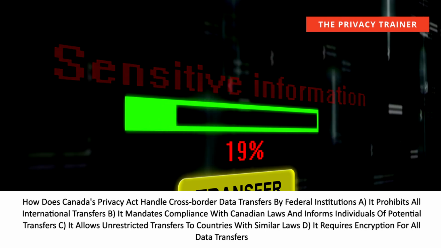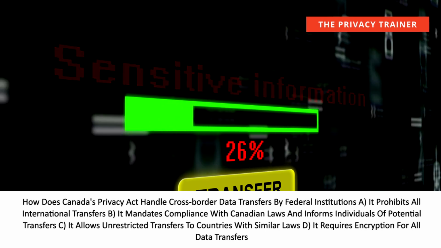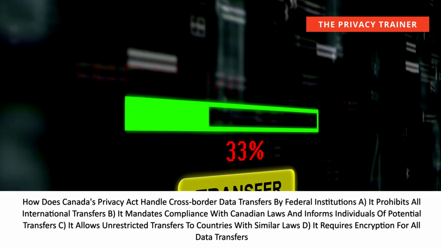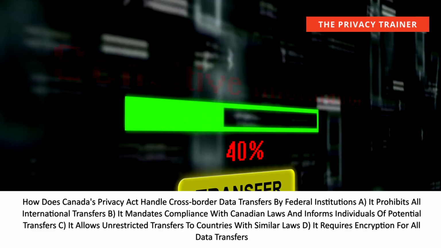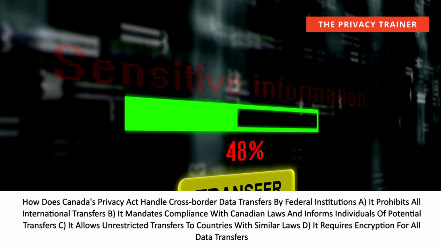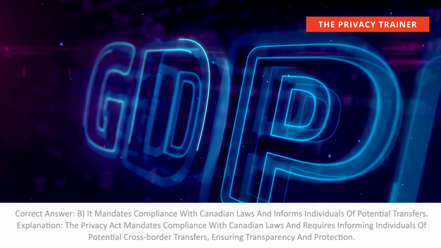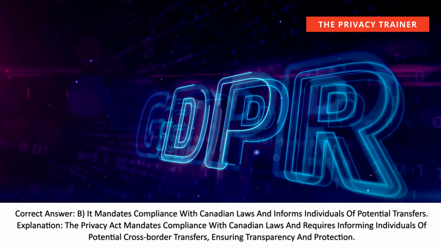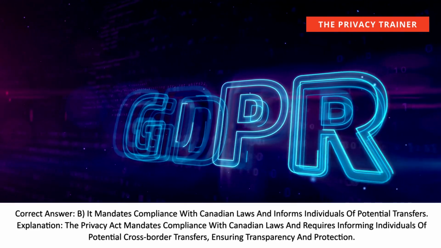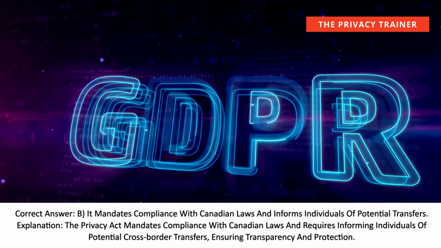A. It prohibits all international transfers. B. It mandates compliance with Canadian laws and informs individuals of potential transfers. C. It allows unrestricted transfers to countries with similar laws. D. It requires encryption for all data transfers. Correct answer: B. It mandates compliance with Canadian laws and informs individuals of potential transfers.